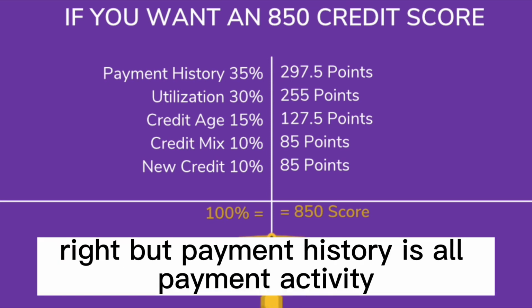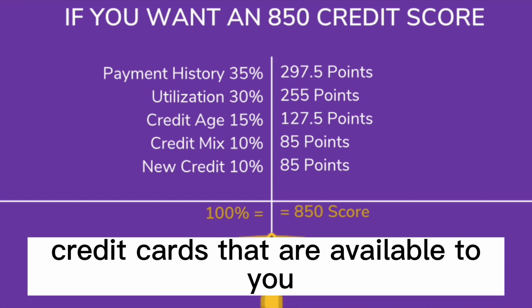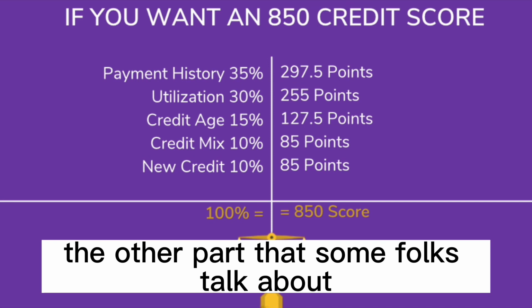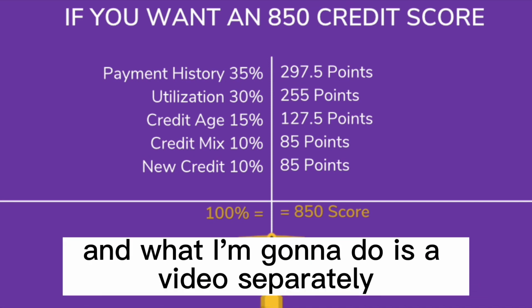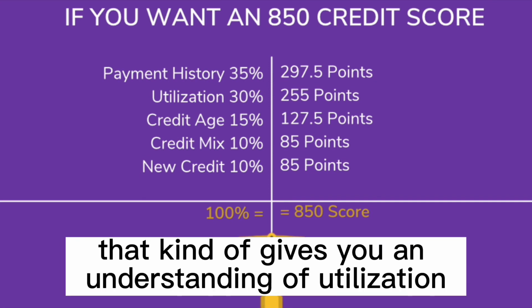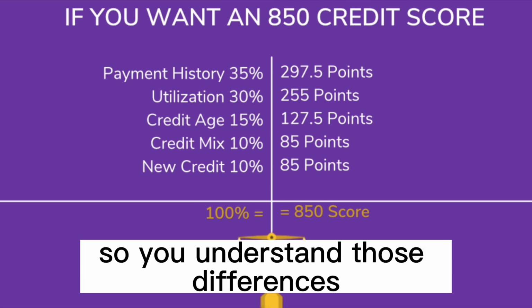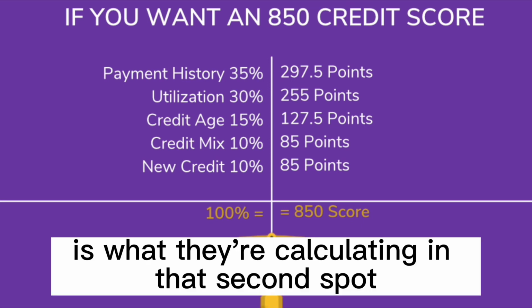But payment history is all payment activity. Utilization is how you use credit cards that are available to you. The utilization section only covers credit cards. The other part that some folks talk about is called debt to income ratio. And what I'm going to do is a video separately that kind of gives you an understanding of utilization versus debt to income ratio, so you understand those differences. But for now, understand that credit card utilization is what they're calculating in that second spot.